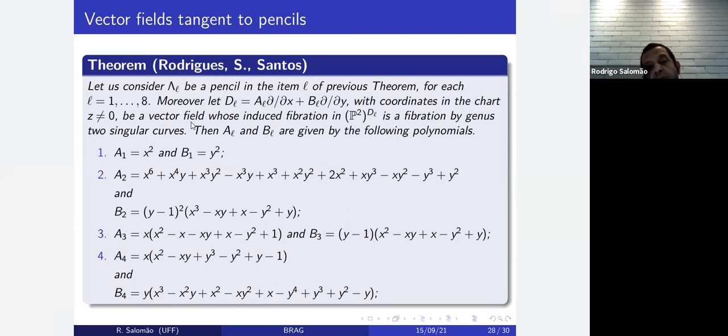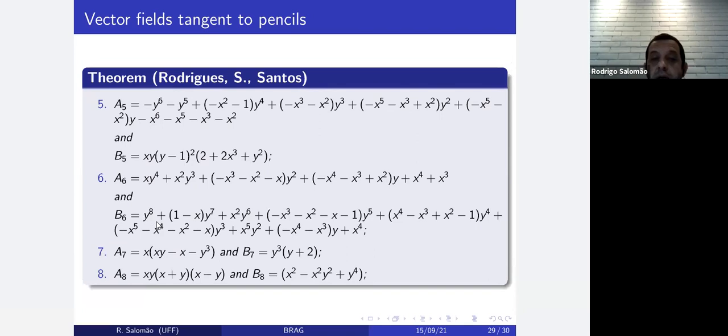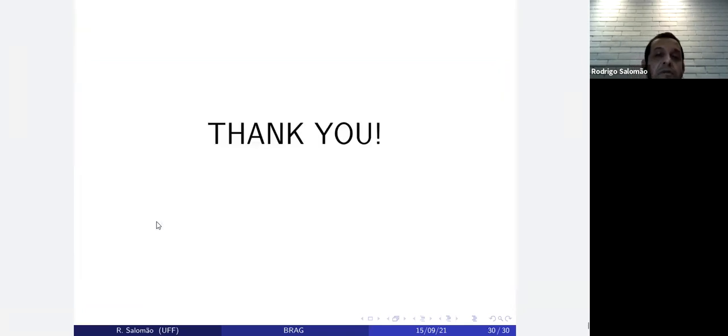Okay, so we can do these algebraic computations, and after that we obtain, for each case of the pencils given in the previous theorem, that the vector fields that realize fibrations by arithmetic genus 2 singular curves after the quotient of the projective plane are exactly the vector fields with coordinates in the chart z different from zero, with coefficients al and bl given by this bunch of polynomials, obviously for each case of the previous list of pencils. Okay, so here are our last results, and thank you for the attention.